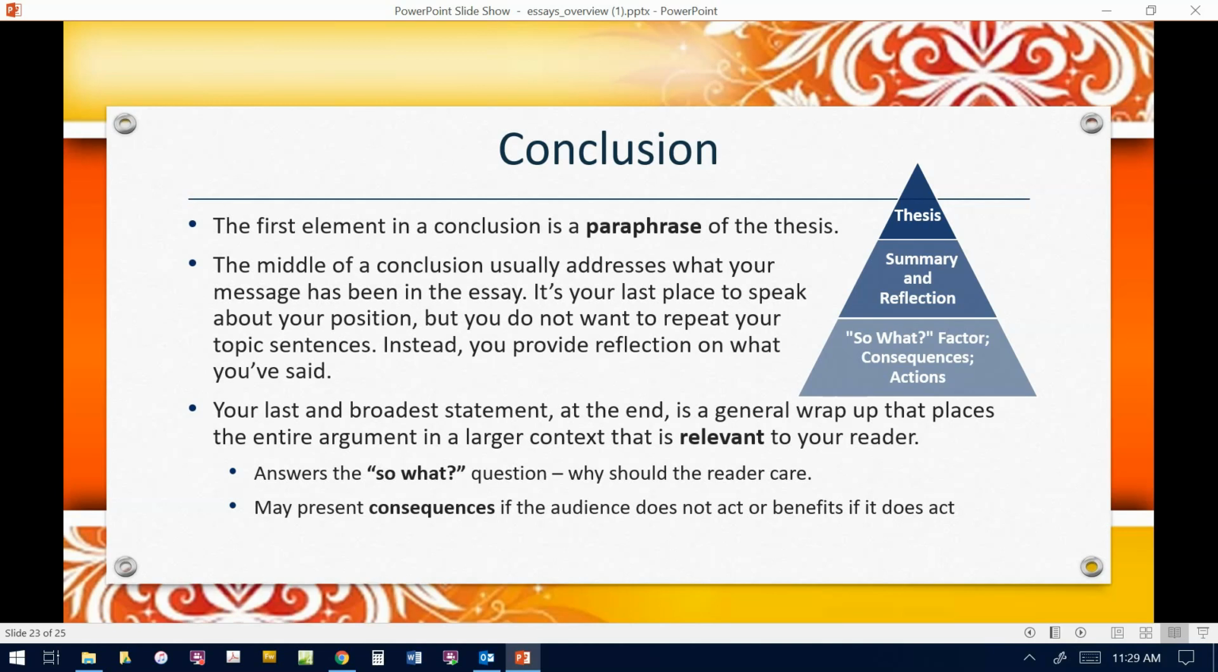You may also ask them to make a specific action. You can say, call your attorney, stop doing this, recycle now, or, it just really depends on what your purpose is, who your audience is, and what your argument is. But that's how we wrap up our essay.